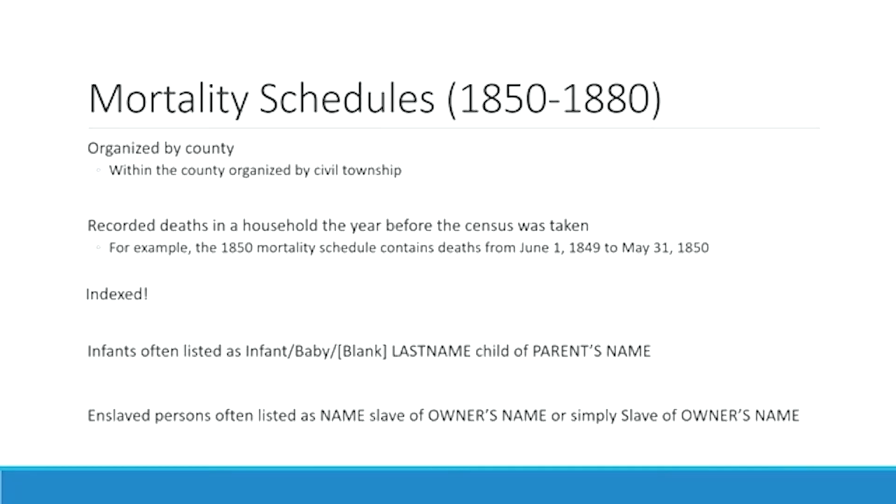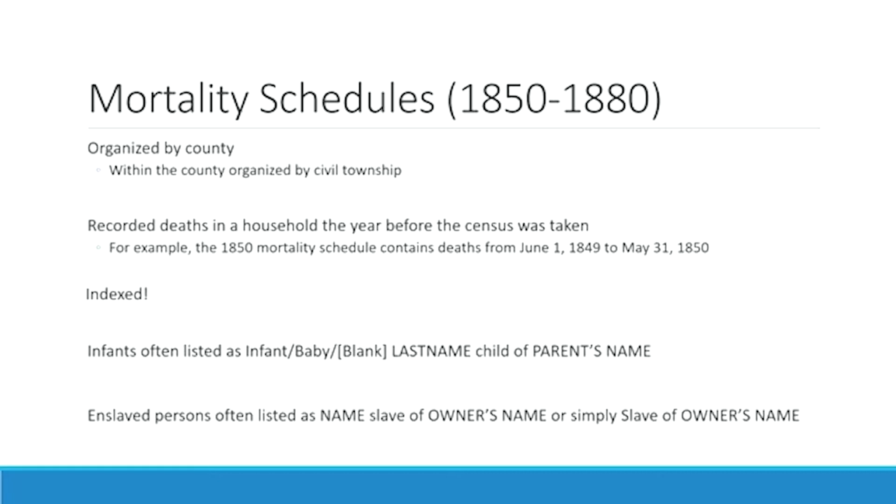The mortality schedule is the federal non-population schedule that most people are familiar with, although Missouri's hasn't been easy to use over the years. So again, these exist from 1850 to 1880. They're organized by county and within the county by civil township. The mortality schedules recorded deaths in the household the year before the census was taken. So for example, the 1850 mortality schedule contains deaths from June 1st, 1849 to May 31st, 1850.